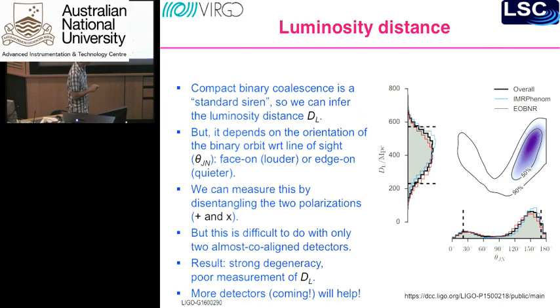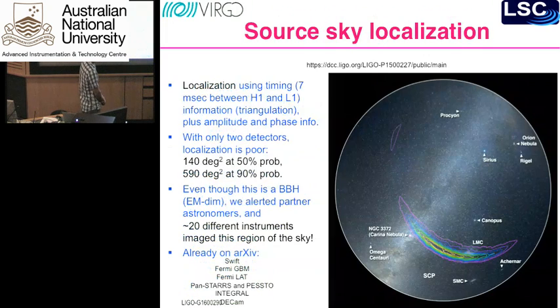This massive error bar in the luminosity distance is only because we have 2 detectors and they're aligned to see the same polarization. The source sky localization is not very good with only 2 detectors, because you only have the line of sight and some weak constraint on the polarization. So there's this 600 square degree, 90% probability region. Nonetheless, we sent out an alert to our EM astronomers 2 days after we saw the event, instead of the 10 minutes that we would like.